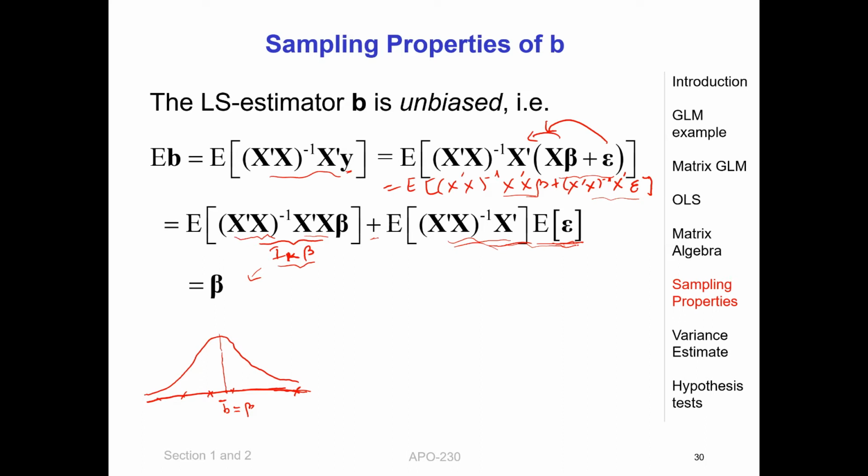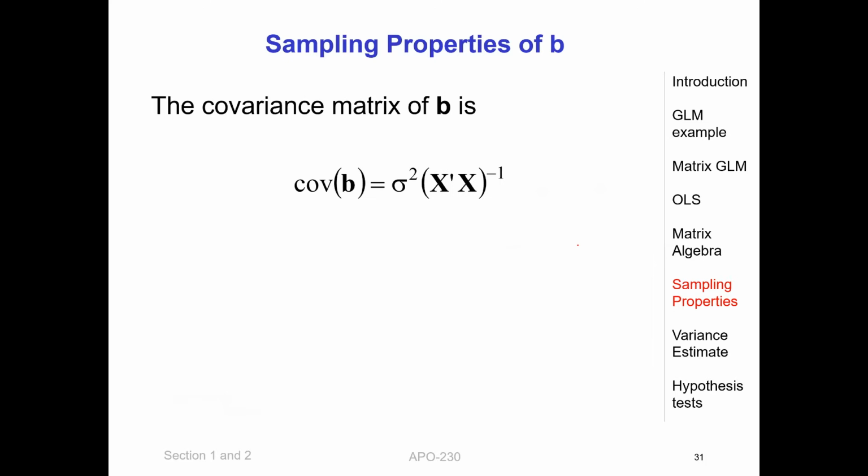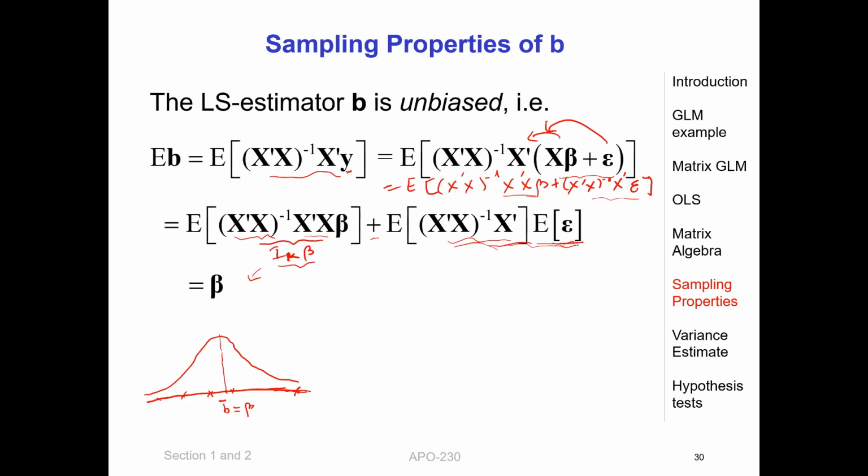Then the next Gauss Markov assumption needed here is this one is 0. The A1 assumption: on average, the expected value of epsilon is 0. Therefore, the whole term is 0. So at the end, the expected value of B equals beta itself. And therefore, the estimator B is unbiased.